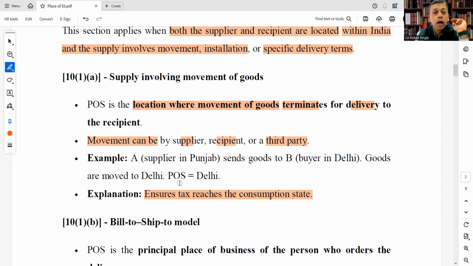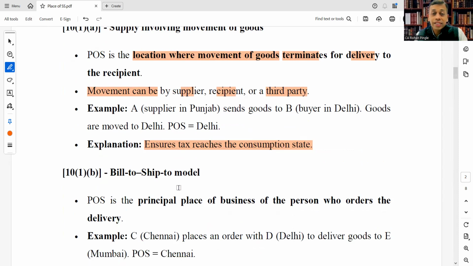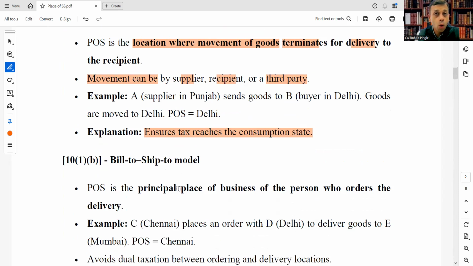Should I have taken the example also, to give you the simple, very easily understandable way. Okay. Next, section 10, subsection 1, clause B: build to ship to model. What is that? Build to ship to model.